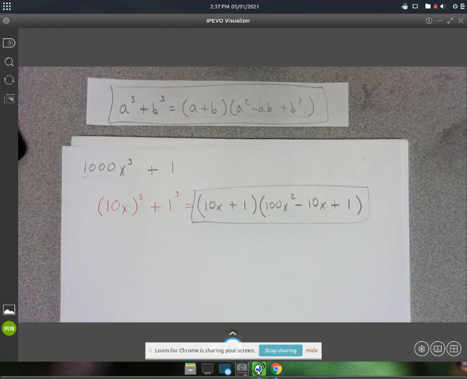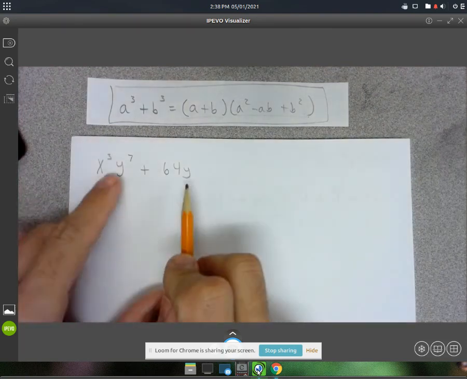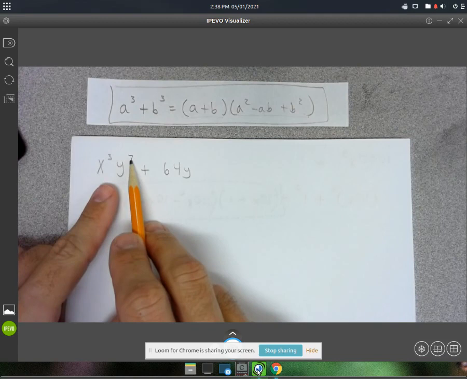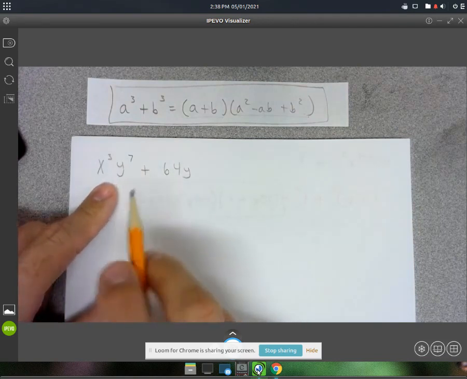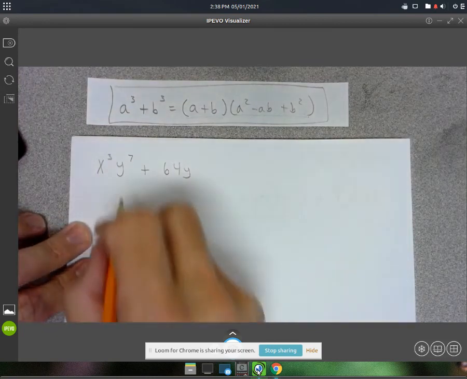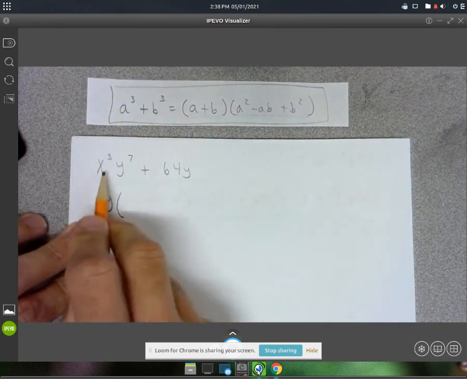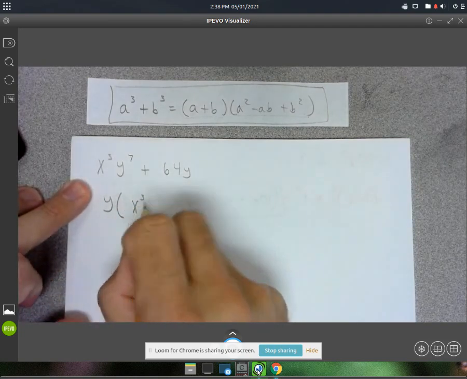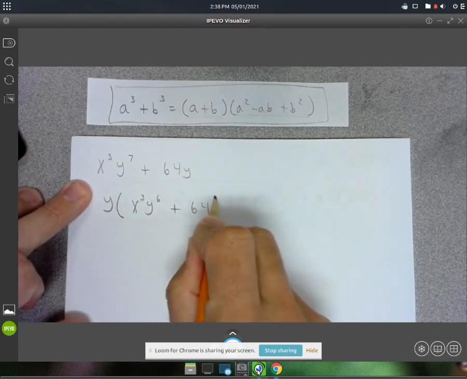All right, there's 1. Let's do another one, a little funkier. So 7 is not a perfect cube. Y to the 7th is not. But thankfully, there's an extra y here. So I just got to factor out that y first. So it's going to be y, and then the first term is going to become x cubed y to the 6th plus 64.